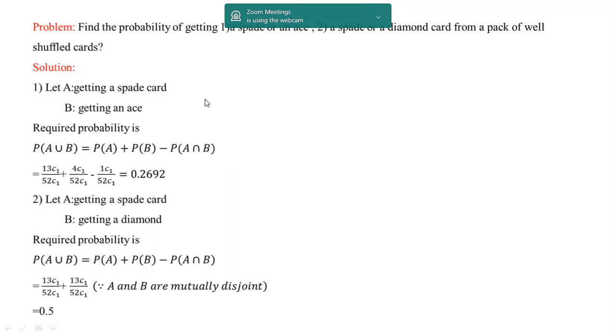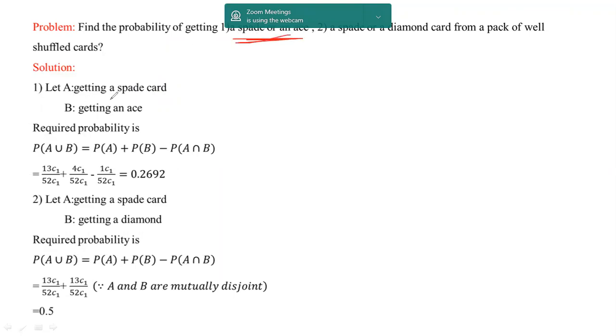So here is the next question. The probability of getting, first question, a spade or an ace. Second one is a spade or a diamond card from a pack of shuffled cards. So sorry, the first question is spade or ace. So this is not clear.